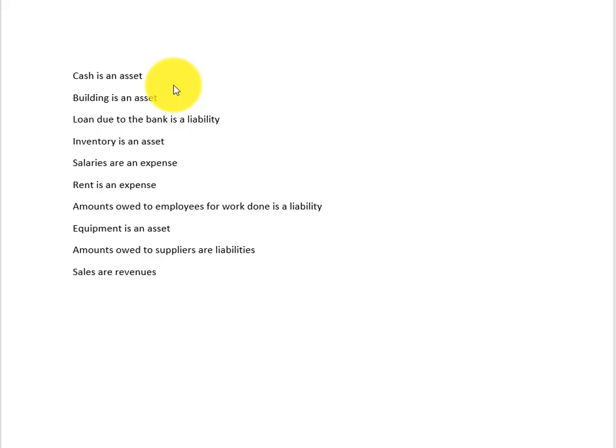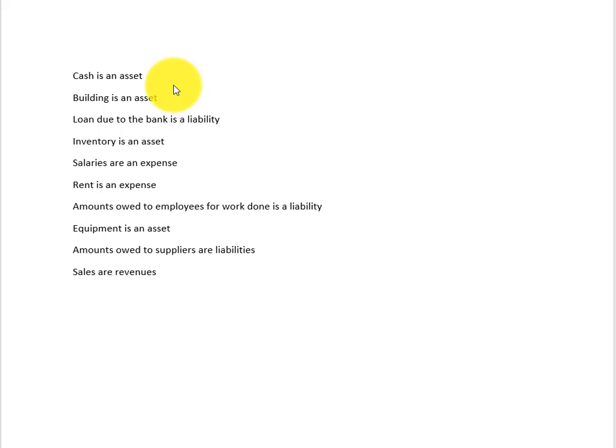If you prepay rent, say you pay for the next 12 months on your condo or something, then that could be an asset because that's going to bring future benefit, because without paying any more, you're going to be able to utilize that for the next 12 months.